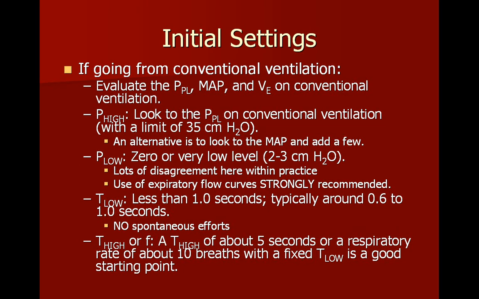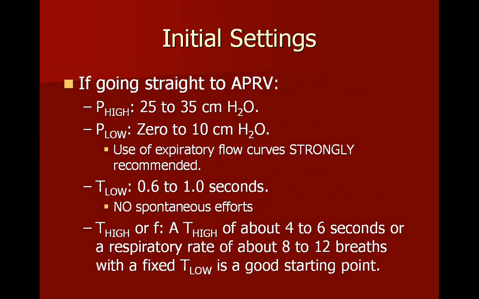T high then, or the respiratory rate, depending upon which ventilator you end up using, you want to have about 5 or 6 seconds long. If I have a respiratory rate of 10 releases per minute, that's a total cycle time of 6 seconds. If I have my T low at 0.6, it means it's about 5.4 seconds at the T high. Okay? So those are the 4 parameters: P high, P low, T high, T low. Or may use the respiratory rate.